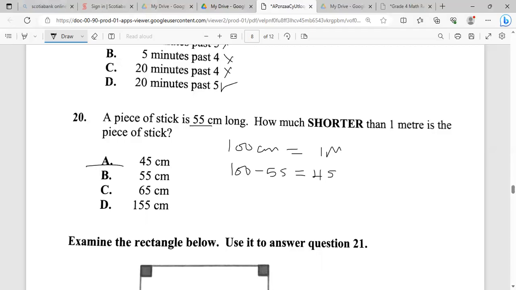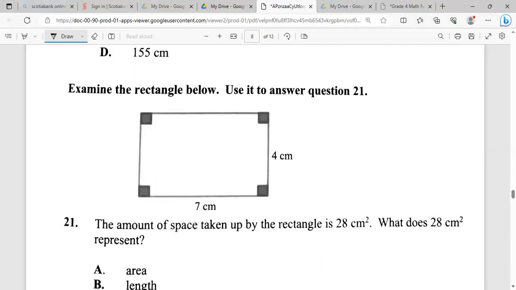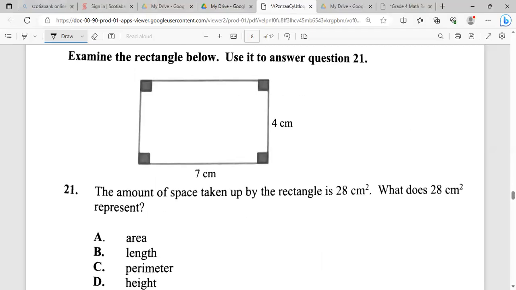Right, let's look at 20. Examine the rectangle below. Use it to answer item 21. So we have 4 and 7. The amount of space taken up by the rectangle is 28 centimeters squared. What does 28 centimeters squared represent? And that would be the area. So it's important for you to know your units, guys.